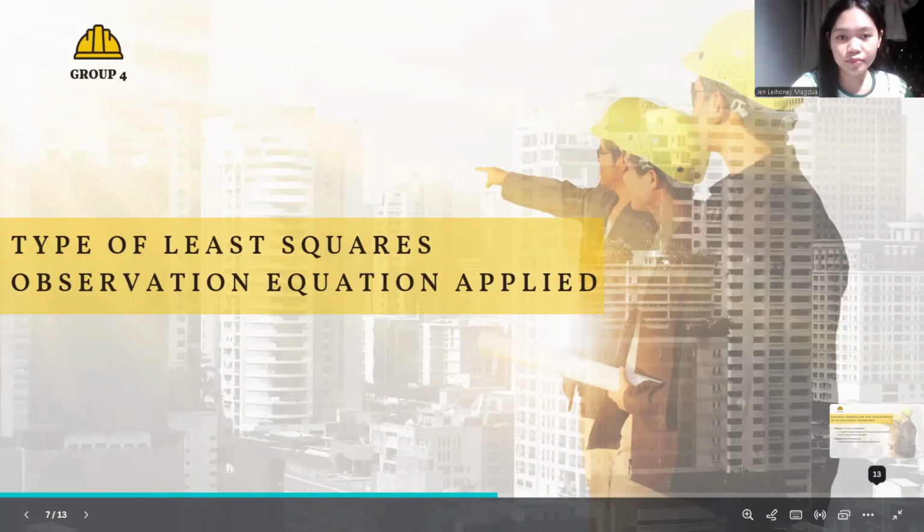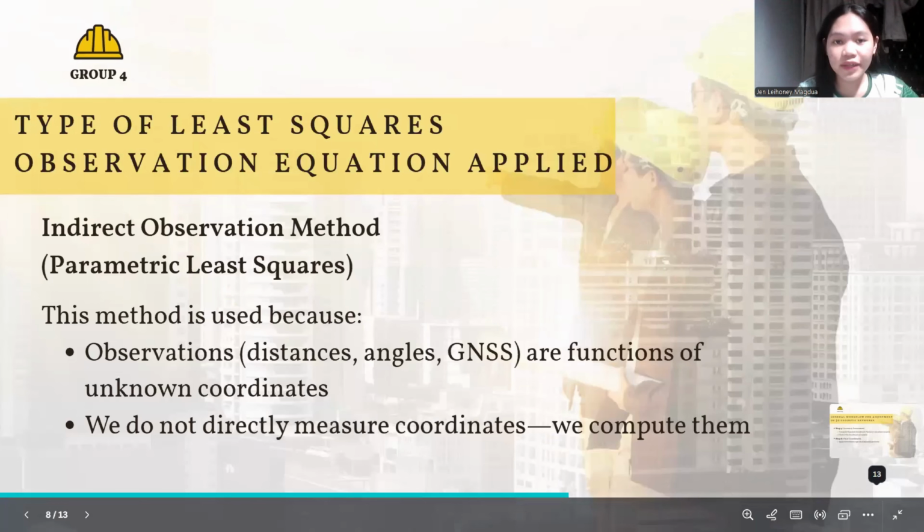So, what type of least squares observation equation applies here? It is the indirect observation method. It is also called parametric least squares. So, why indirect? It is because we do not directly measure coordinates, but instead, we measure related quantities, distances, angles, azimuth, which are functions of the unknown coordinates. So we need to work backwards.